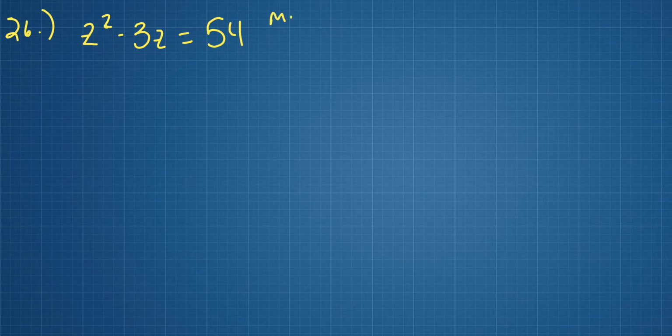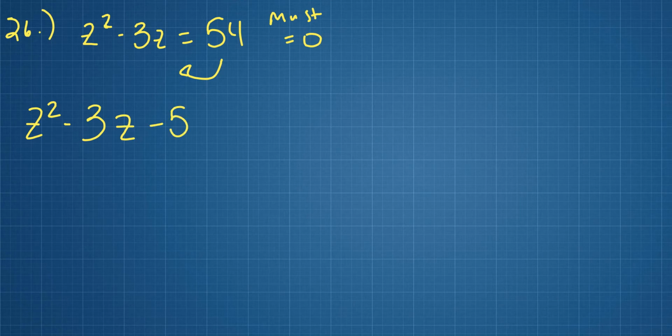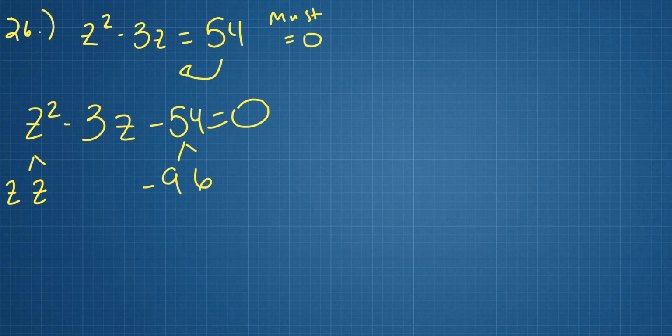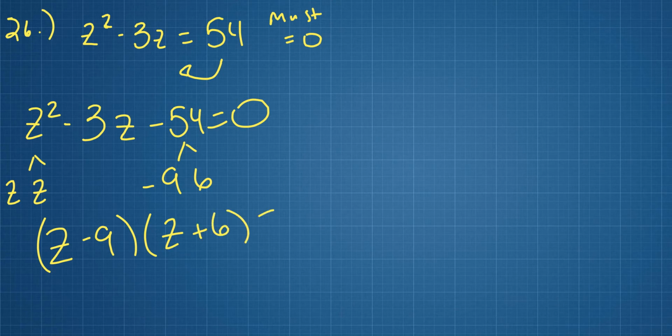All right, 26. It must equal 0. So the first thing I do is I'm going to move the 54 over by subtraction. So I subtract 54 from both sides. I get z squared minus 3z minus 54 equals 0. And now I do it just like I did 24. So how do I get z squared? Z and z. How do I get negative 54? Well, how about negative 9 and 6? So I get z minus 9 in parentheses, z plus 6 in parentheses.